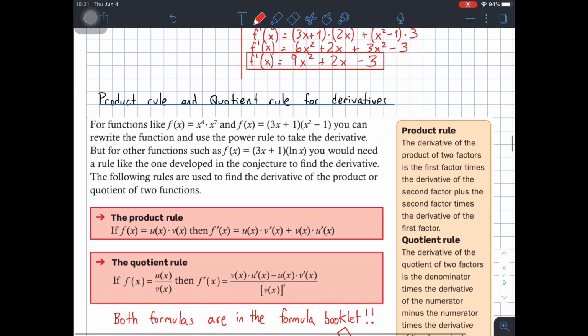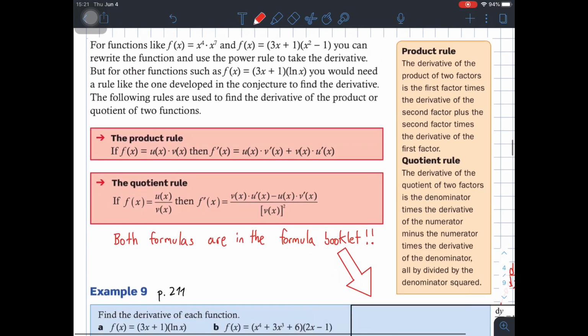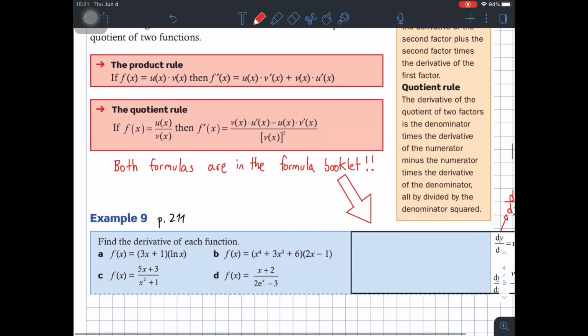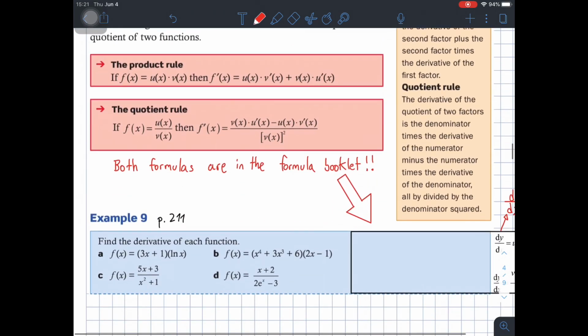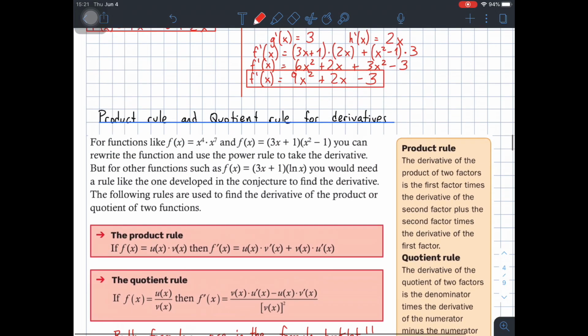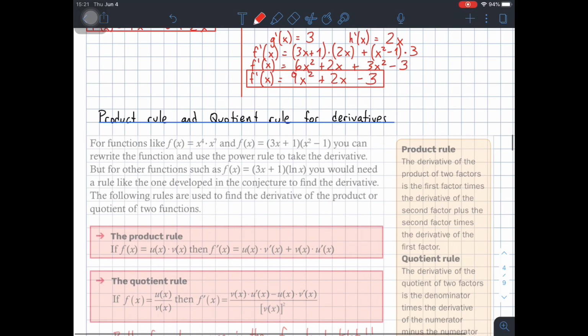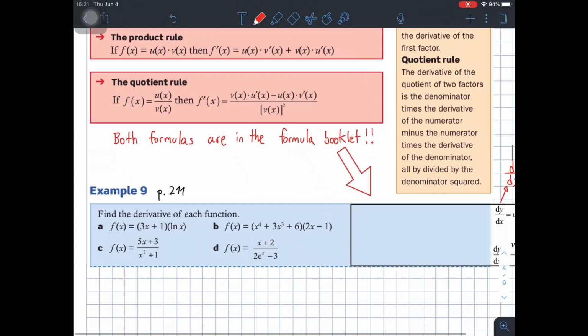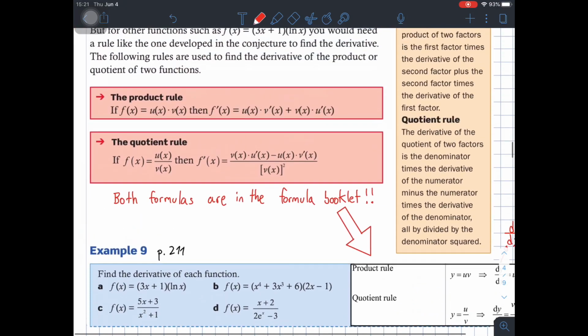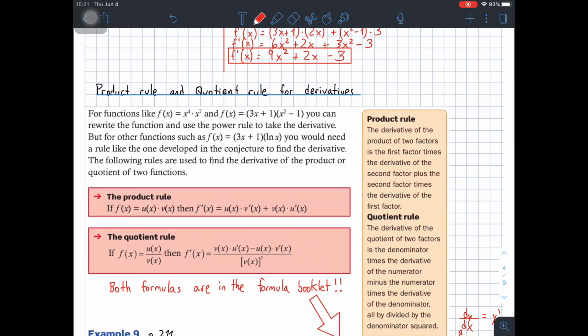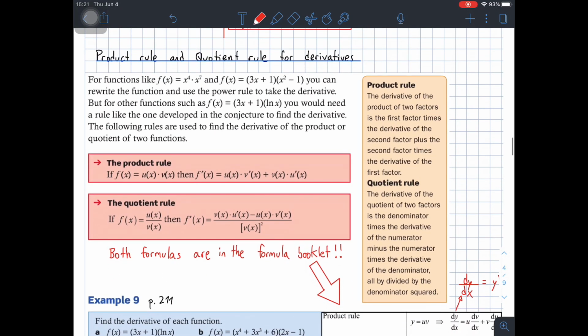Okay, so it says, what happened here? There you go. Okay, I don't know what happened here. Ah, there you go. Okay, so it says product rule and quotient rule for derivatives.